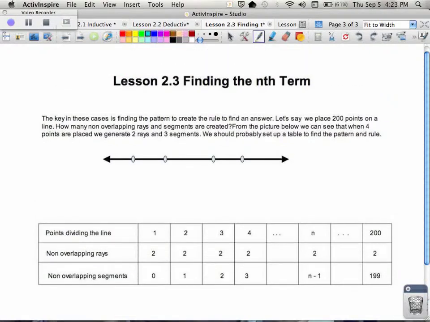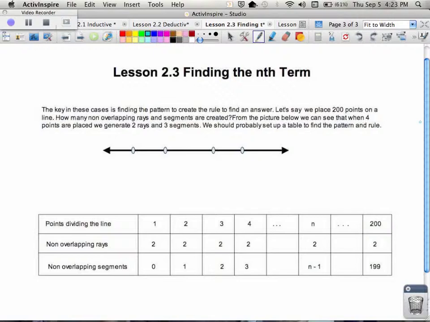Looking at this next example in finding the nth term, we see a pictorial example. So in this pictorial example, you always have to find the rule so that you can find your answers. So let's say we're putting 200 points on a line, and how many non-overlapping rays and segments are created. Look at the picture down below. If I'm looking at, for example, the very first thing that I see in my table, meaning that there's 1 point, let me draw a picture that exemplifies this.